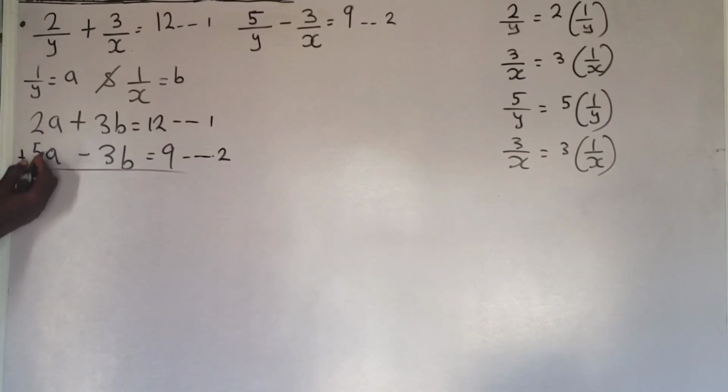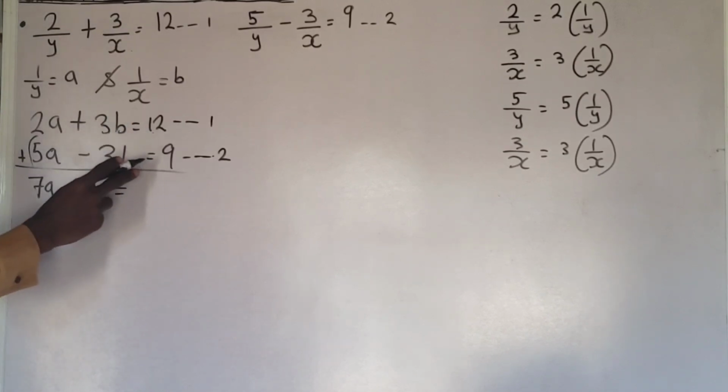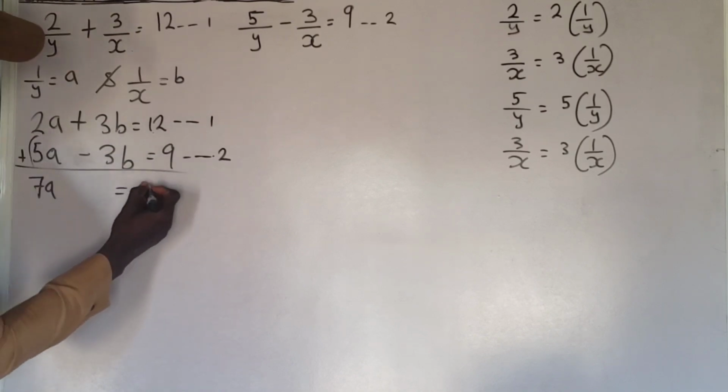For this I'm going to have 2a plus 5a. That is what? 7a. 3b plus negative 3b. That is 0. You understand? So 7a is equals to 12 plus 9. That will give us 21. Okay? So for this I have 21.